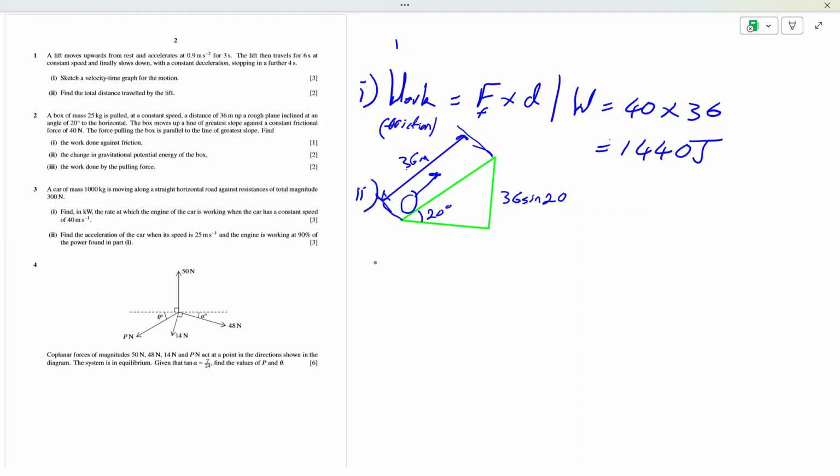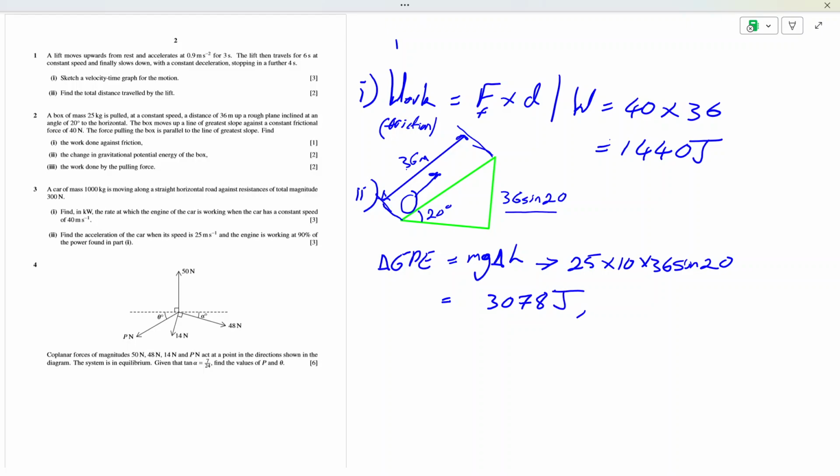Right. So we want GPE, the change in gravitational potential energy, which is going to be mass multiplied by the acceleration due to gravity and the change in height, which is this. So we have the mass, which is 25, multiplied by the acceleration due to gravity, multiplied by the change in height, 36 sine 20. And then that will give us 3078 joules. Right, that's our answer for the second part.